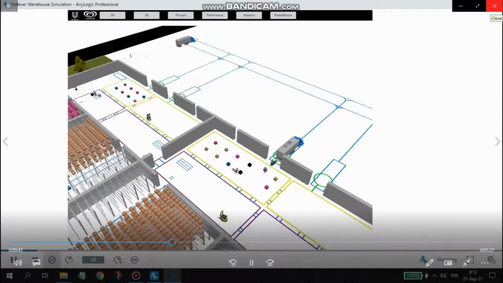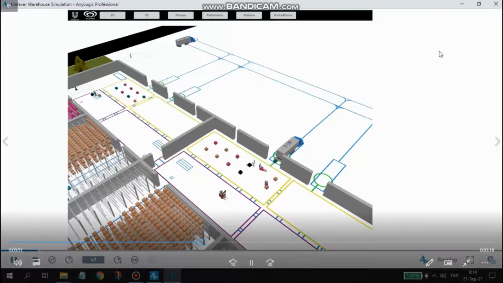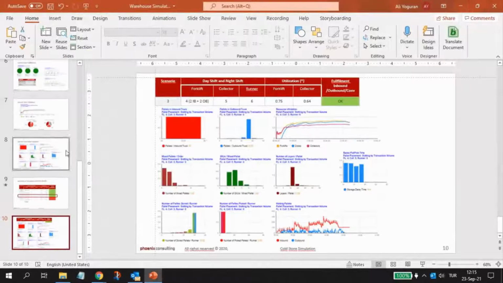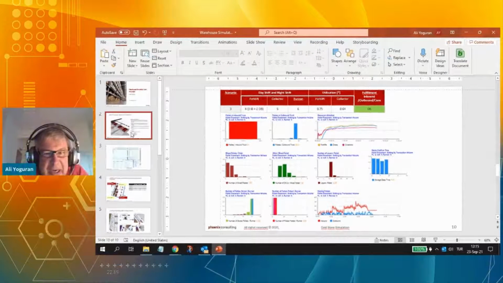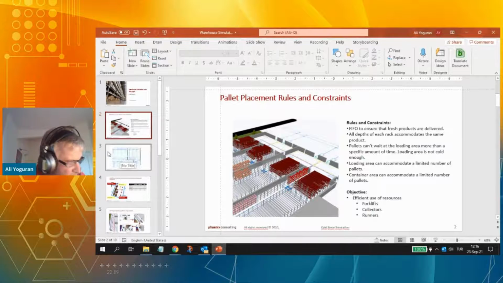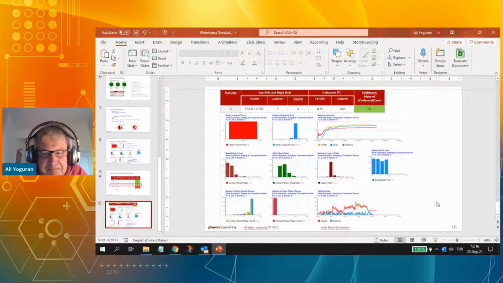So warehouse simulation is nothing interesting. You have seen that many times. This is a warehouse, no different from any other. But the real interesting thing here, the real problem here, was the process behind it within all these challenging environmental temperature constraints, let me say.